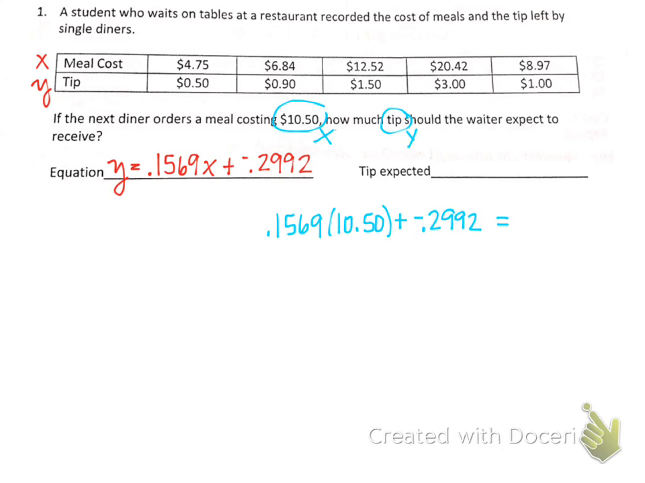Okay, when you plug that in, and we're going to round to 2 decimal places because we're talking money here, you get $1.35. So that should be how much the waiter would expect to receive in a tip if their diner spent $10.50.